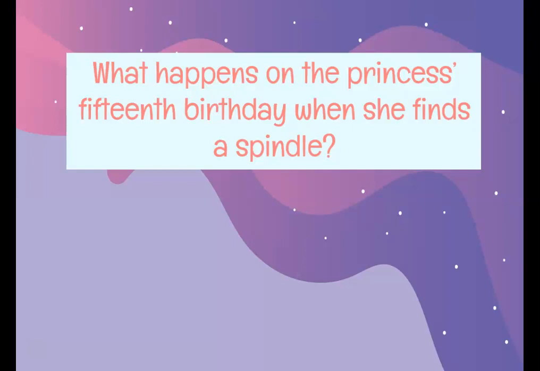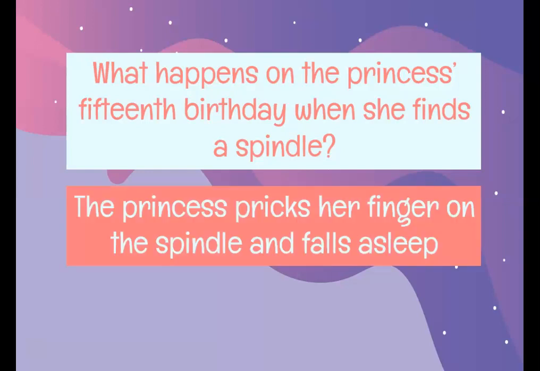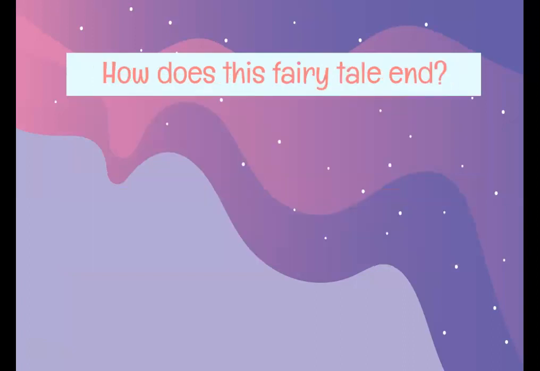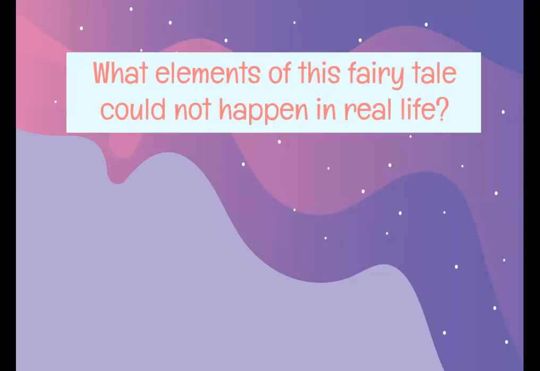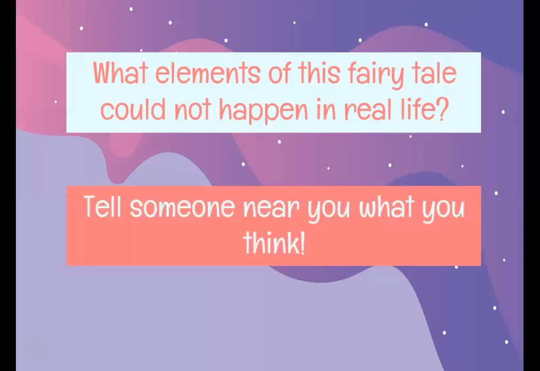What happens on the princess's 15th birthday when she finds a spindle? The princess pricks her finger on the spindle and falls asleep. How does this fairy tale end? The prince kisses the enchanted princess on the day the evil spell ends, and the princess wakes up. What elements of this fairy tale could not happen in real life? Tell someone near you what you think.